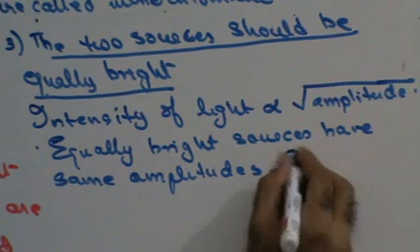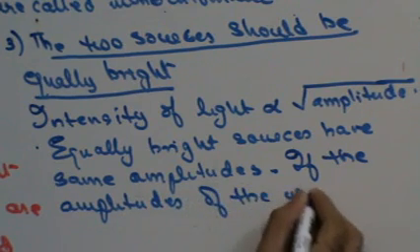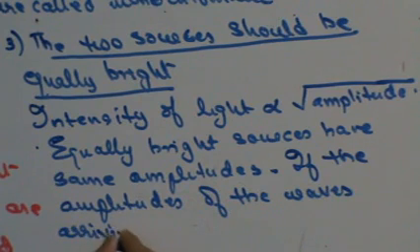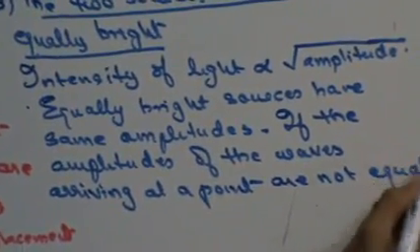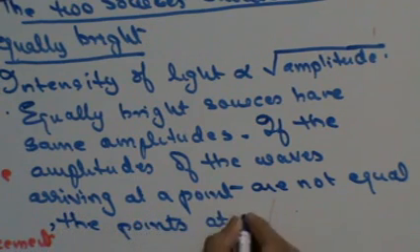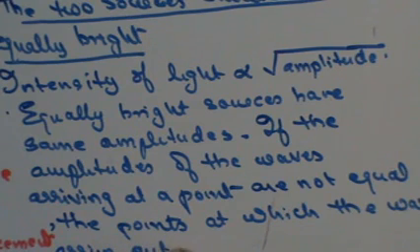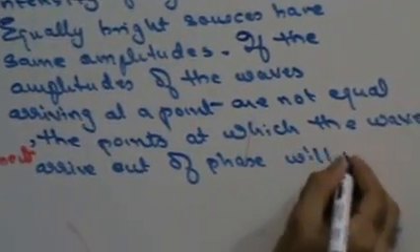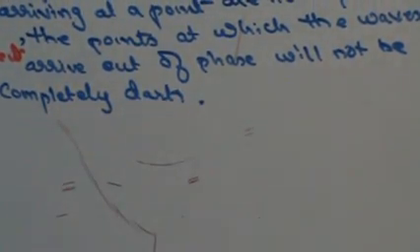If the amplitudes of the waves arriving at a point are not equal, the points at which the waves arrive out of phase will not be completely dark. That's my third condition.